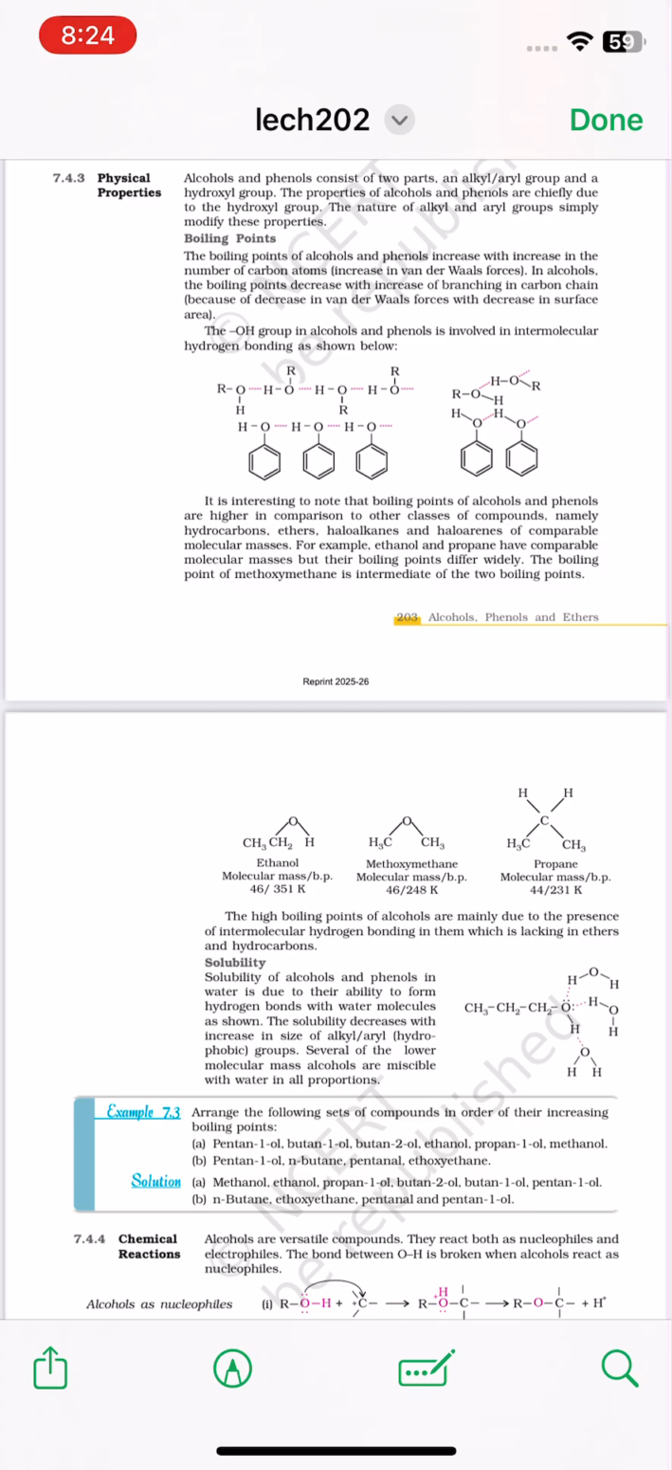The OH group in alcohols and phenols is involved in intermolecular hydrogen bonding as shown below. It is interesting to note that the boiling points of alcohols and phenols are higher in comparison to other classes of compounds, namely hydrocarbons, ethers, haloalkanes and haloarenes of comparable molecular masses. For example, ethanol and propane have comparable molecular masses, but their boiling points differ widely. The boiling point of methoxymethane is intermediate of the two boiling points.